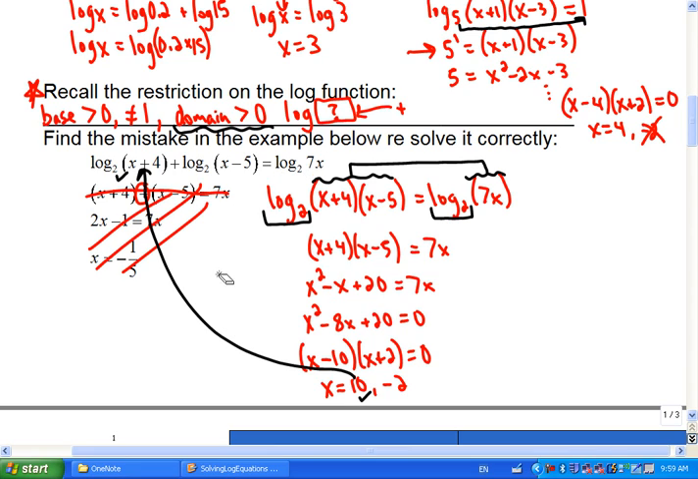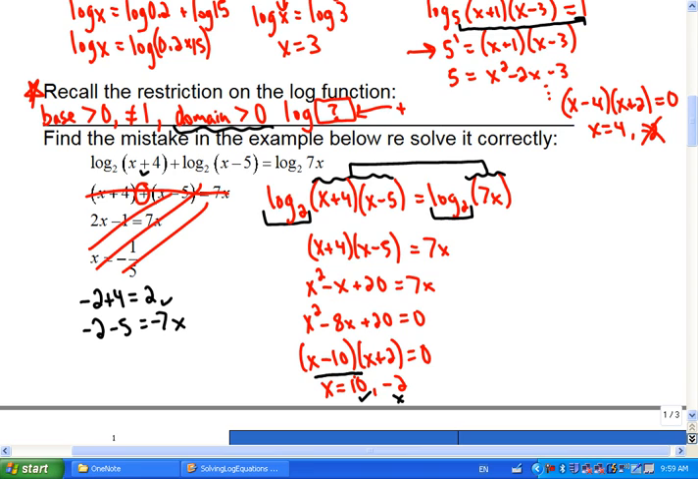But we've also got to check, will this other answer of negative 2 work? So if I put in negative 2 here, negative 2 plus 4 is positive 2. So that's okay in the first example. Negative 2 minus 5 is negative 7. So at this point I can stop. As soon as it failed on one of them, it won't work for the rest.